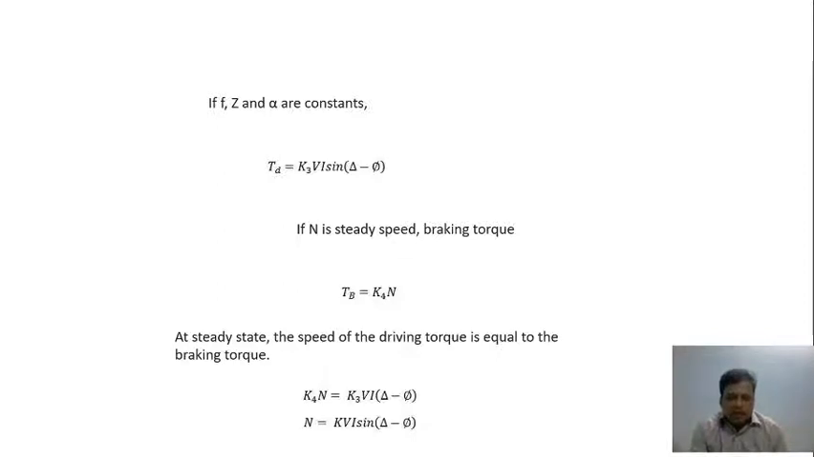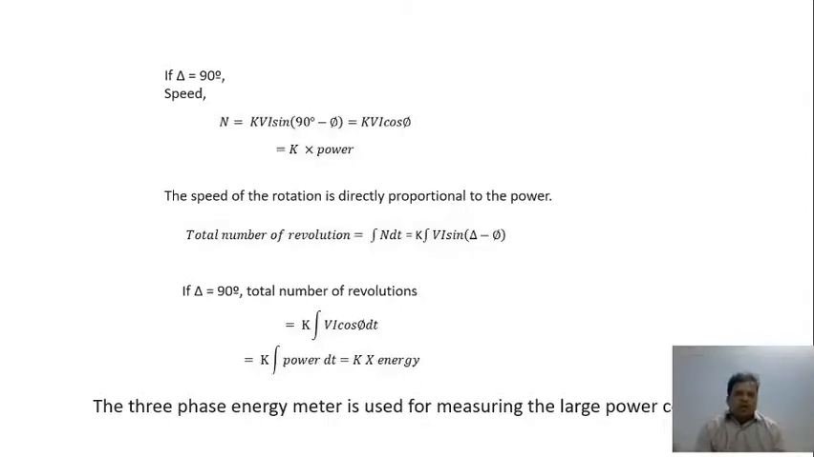This equation is derived from the main equation, TD equals K3 Vs and delta minus phi, and from there the steady state and braking torque and all those things are learned from this particular topic. So we know that delta is equal to 90 degrees here, cos 90, kVi sin 90 minus phi, that is equal to kVi cos phi.